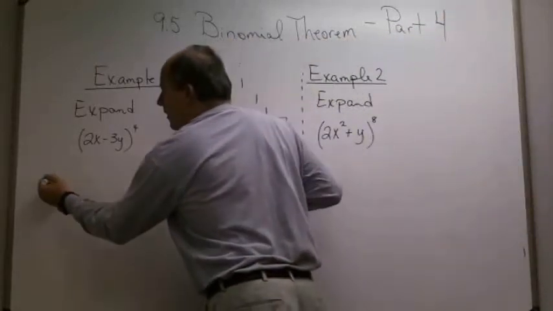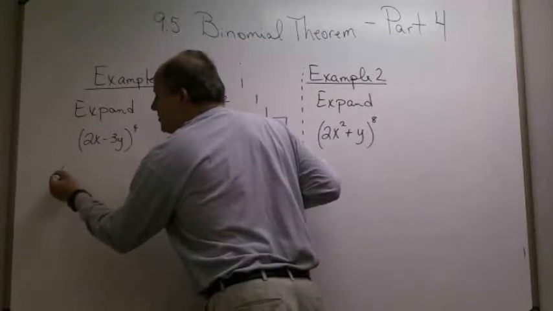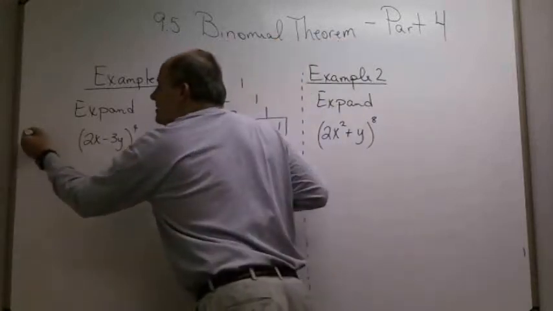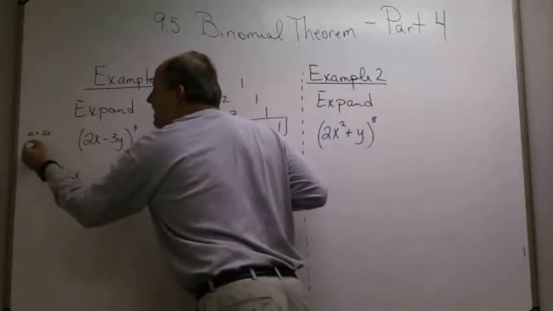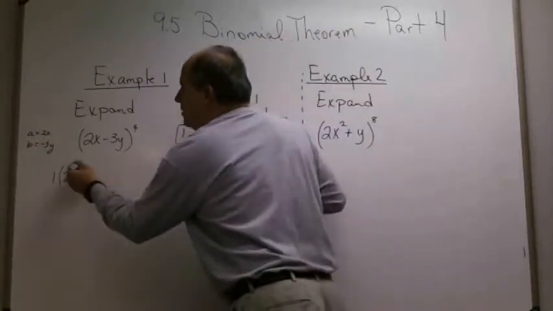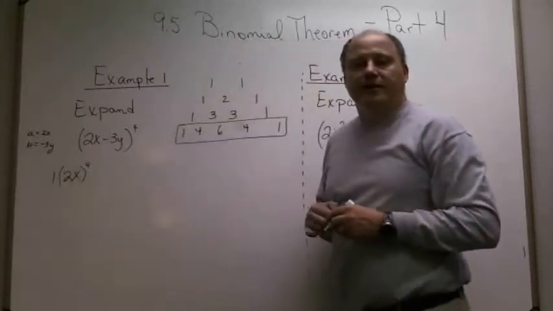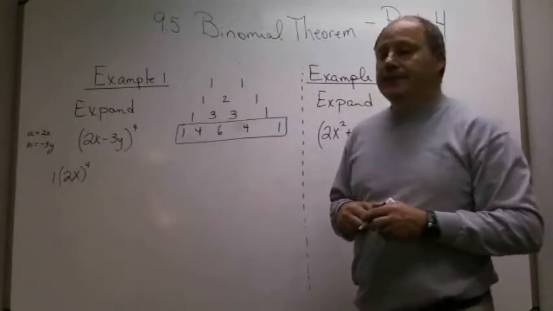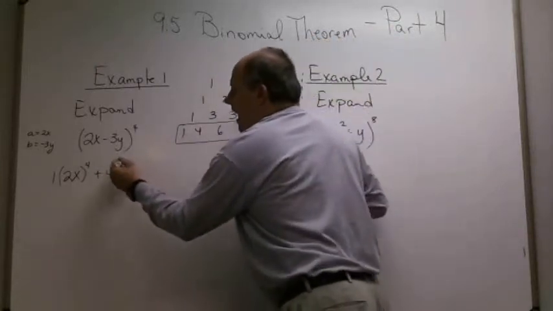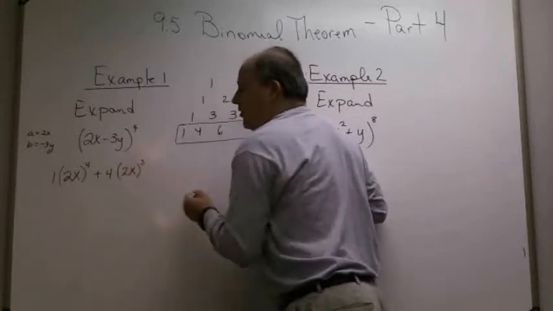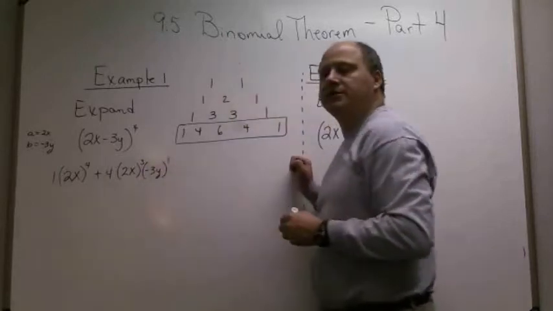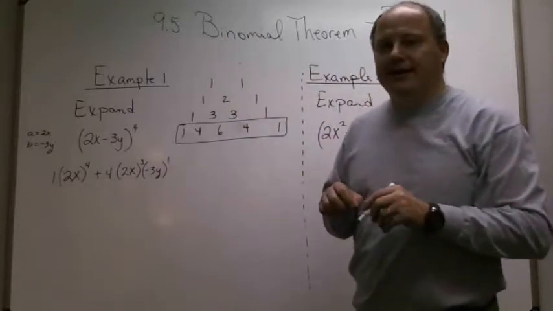The first coefficient is 1. And then the first term is a, remember? In this case, a is 2x in the binomial theorem, and b is negative 3y. So (2x)^4. That's your first term right there. I have 4 more to go, though. The next binomial coefficient is 4, right there. And then a, which is 2x, to the third. And then here comes the b, which is negative 3y to the first. So there's your second term, and we'll simplify that in a bit.